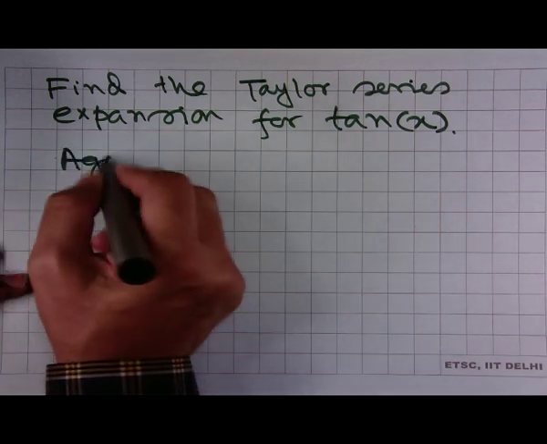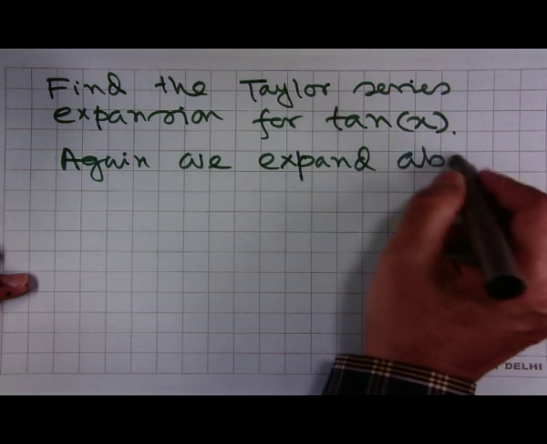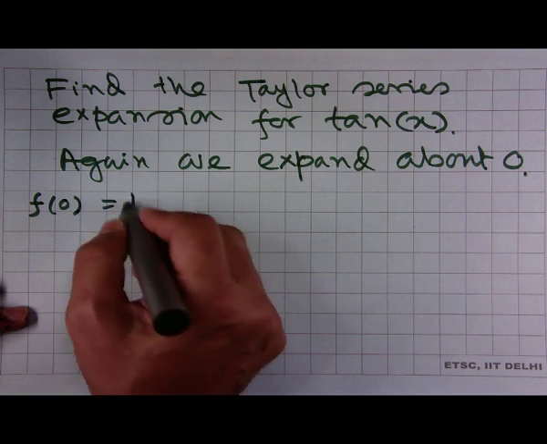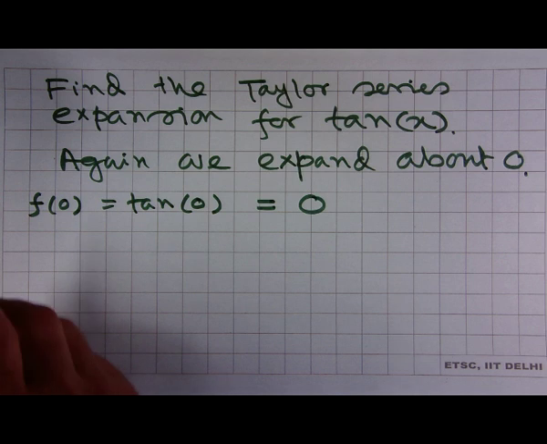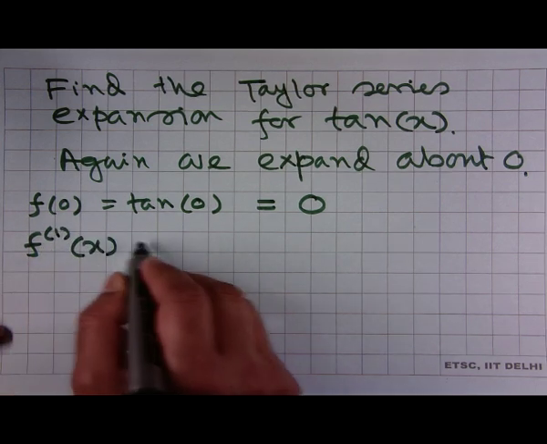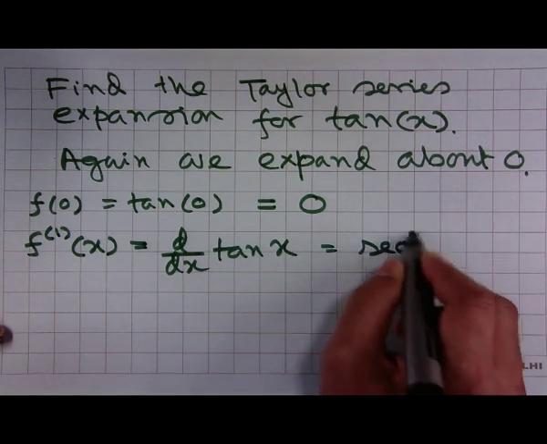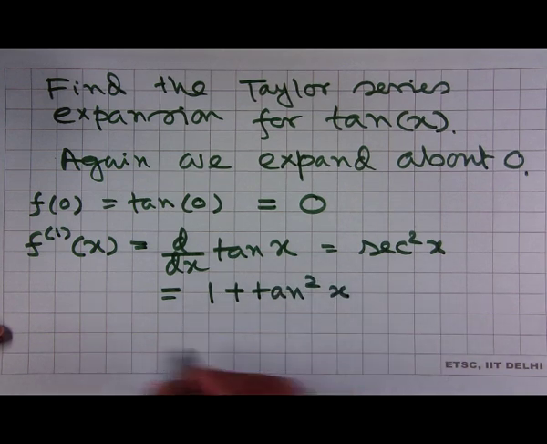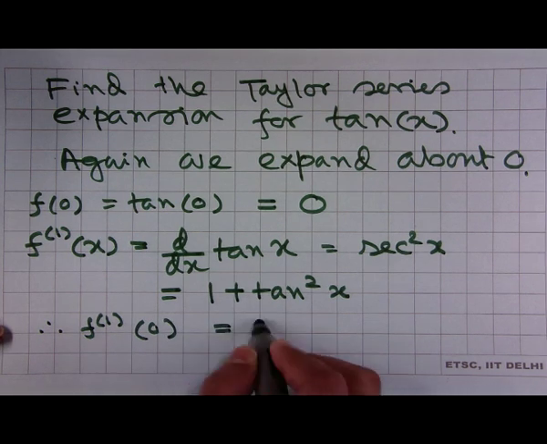Again we expand about 0. f 0 is equal to tan 0, which is equal to 0. f 1 at x is equal to d dx of tan x, which is sec square x, which is equal to 1 plus tan square x. Therefore, f 1 at 0 is equal to 1.